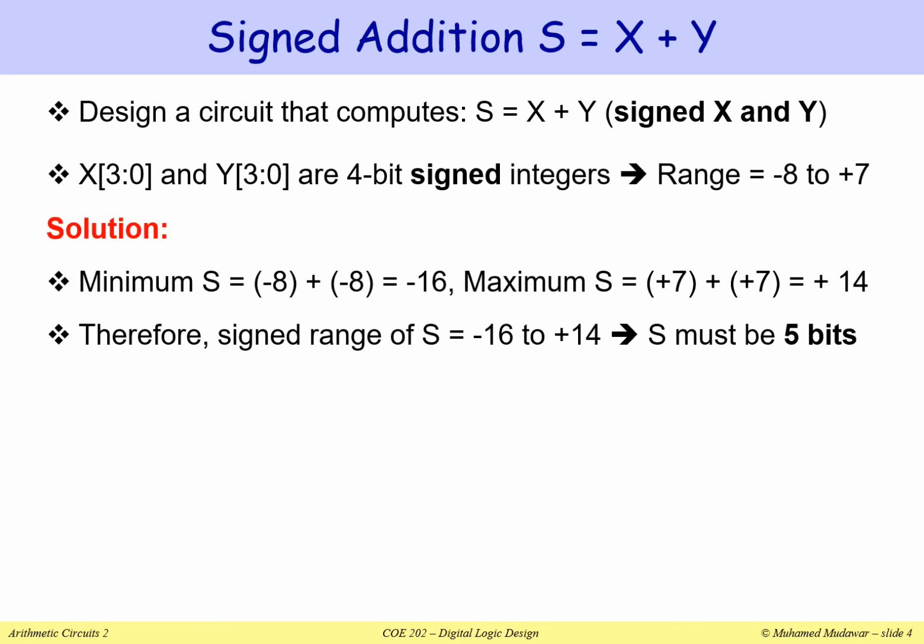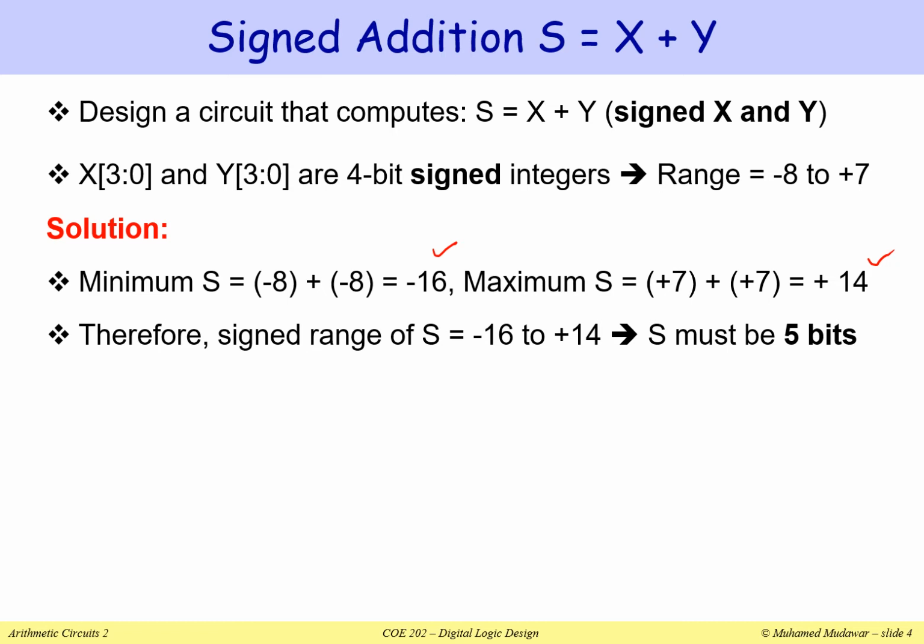If you look at the minimum, it will be negative 8 plus negative 8, which is negative 16. This will be the minimum of x plus y. And if you look at the maximum, it is plus 7 plus plus 7. It will give you plus 14. So this is the maximum signed value. So we have from negative 16 to plus 14. So s must be 5 bits.